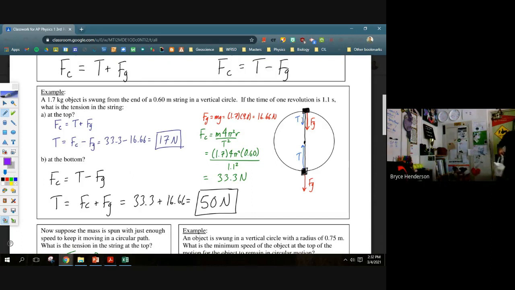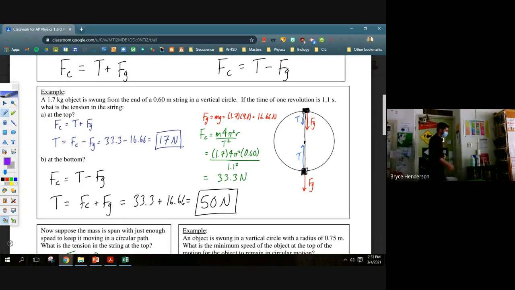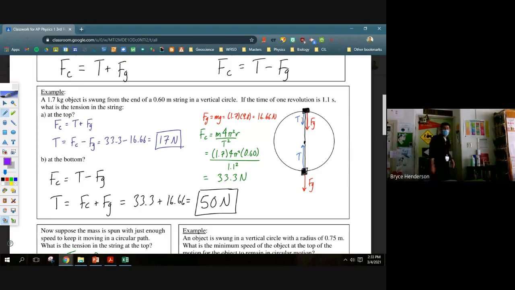Right. So for the example here, people at home, I'm not sure if y'all can see this very well. Let me try to get you on screen. So in this case, would that mean that Fg is the centripetal force? Yes, that means FG is the centripetal force.